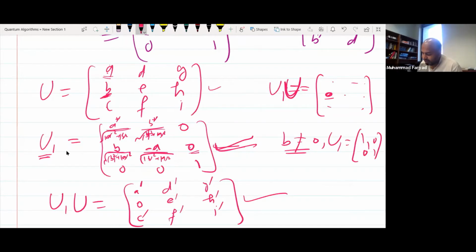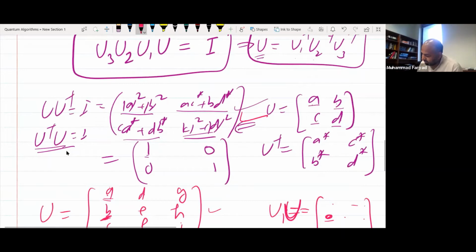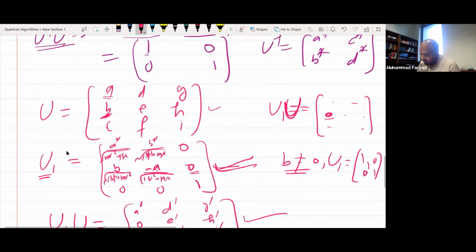Okay. And the second thing is that these product terms had to give me 0. I had to arrange them in such a way that A into C star plus B into D star gives me 0. And there's a negative sign here, so I didn't put a negative sign. Now you can see that A star into B plus B star into minus A will give us a 0. So to make sure that this is a unitary, we have to have these two elements here.